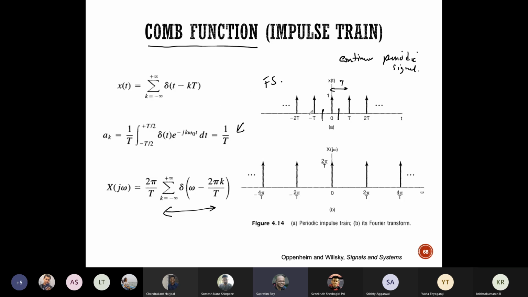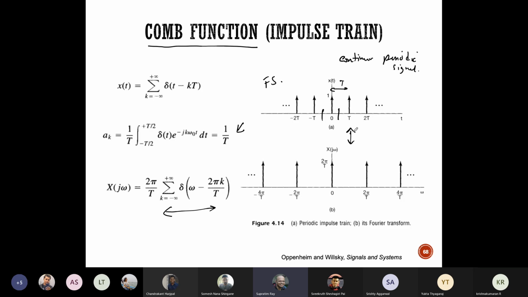The closer the delta functions are in the time domain, the farther apart they are going to be in the frequency domain. So when these guys bunch together, 2 pi by T becomes large, 1 by T becomes large. So these guys go quite far. Likewise, if T is large, then 1 by T is small.